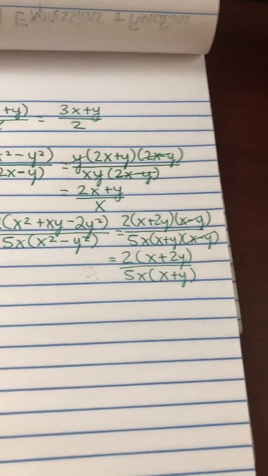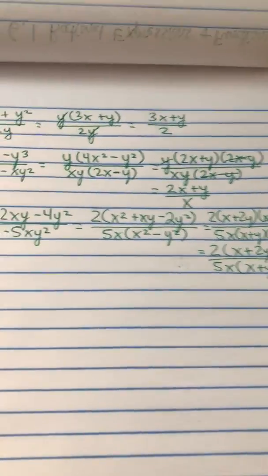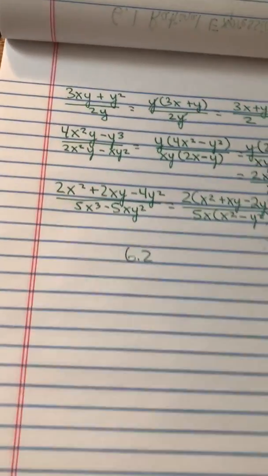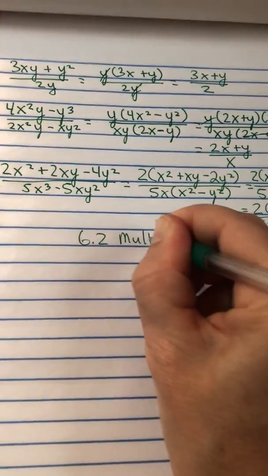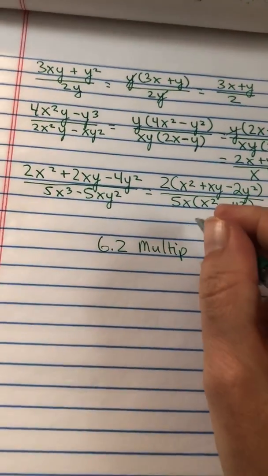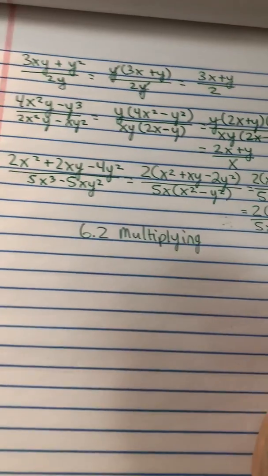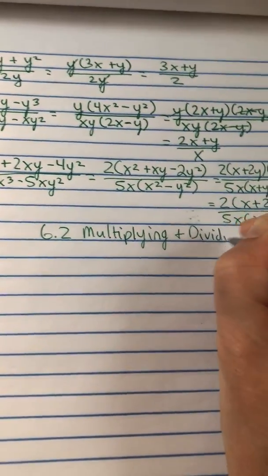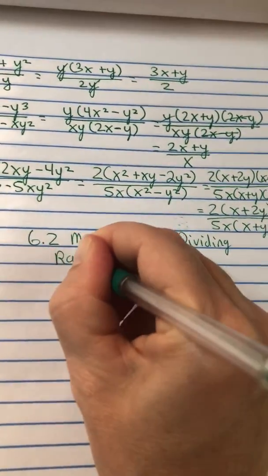All right, so what we're going to look at next is multiplying and dividing rational expressions. Multiplying, you're just going to go straight across, but you're going to factor first so you can simplify, and that's why we just did that in 6-1. And divide, and you're going to use the reciprocal, and then multiply. Multiplying and dividing rational expressions.